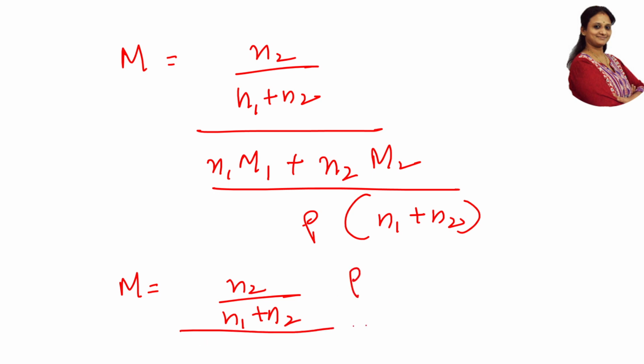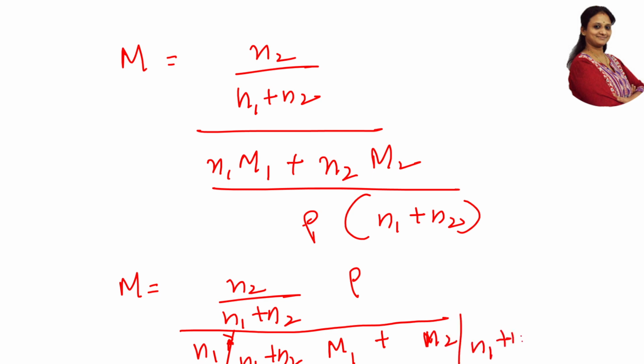This is over. Now, take all the common terms. N1, take it separately: n1 by n1 plus n2 into m1, plus n2 divided by n1 plus n2 into m2. Please check carefully. I wrote all the terms separately in the denominator so that it is easy for me. Okay.